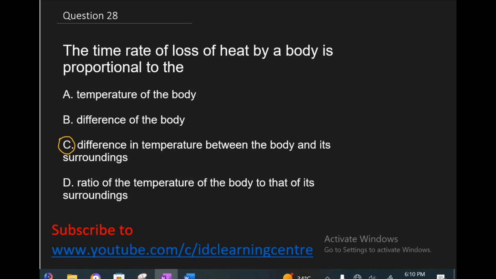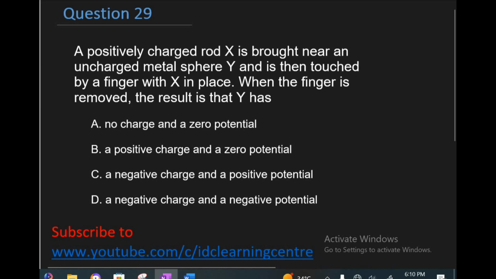The next question, 29. A positively charged rod X is brought near an uncharged metal sphere Y and is then touched by a finger with X in place. When the finger is removed, the result is that Y has: A, no charge and a zero potential; B, a positive charge and a zero potential; C, a negative charge and a positive potential; D, a negative charge and a negative potential. The correct answer for this question is option D, a negative charge and a negative potential.